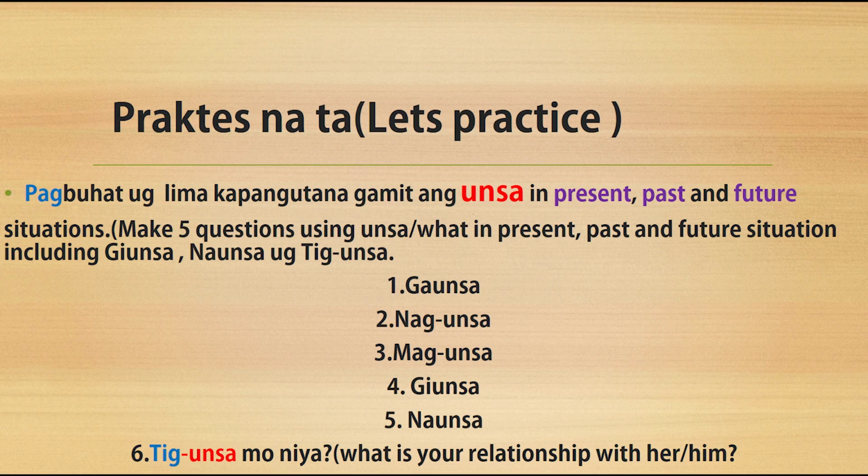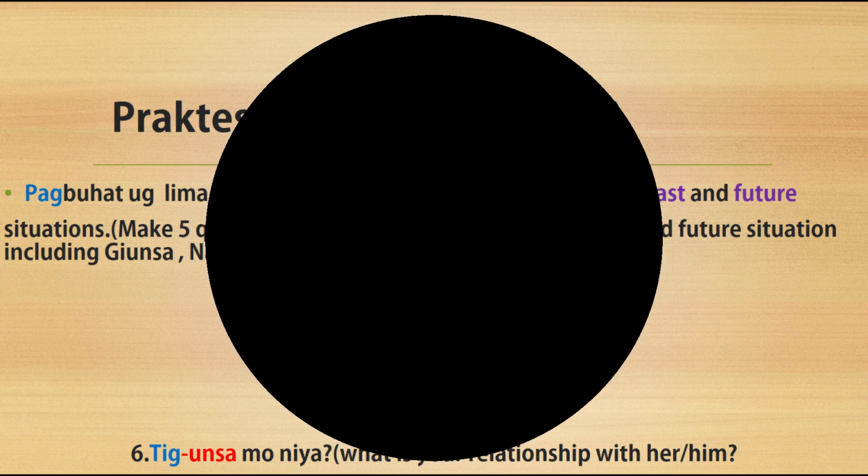Practice ta pagbuhat og 5 ka pangutana gamit ang unsa in the present, past, and future situation. Make 5 questions using unsa, or what, in the present, past, and future situation, including giunsa and tigunsa. So instead of 5, mahimong unom kay naa man tay tigunsa. Okay? So, manghinaot ko nga naamoy nakatunan, like you learned something.